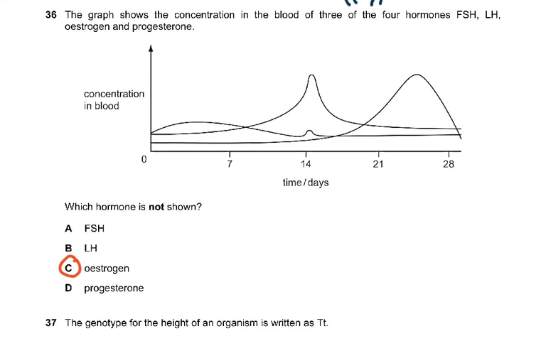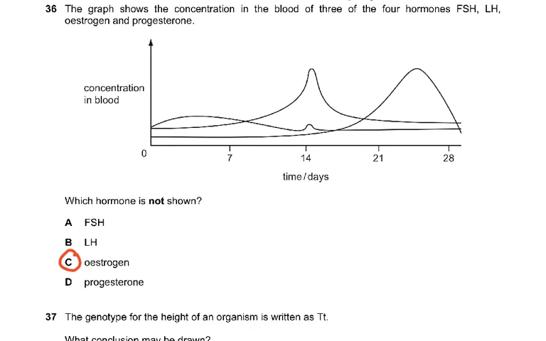Question 36. The graph shows the concentration in the blood of 3 of the 4 hormones: FSH, LH, estrogen, and progesterone. Now, which hormone is not shown? Now, you know this one which peaks, this is LH. And the one which is peaking just after the 14th day, this is progesterone. And then FSH increases and then dies down.